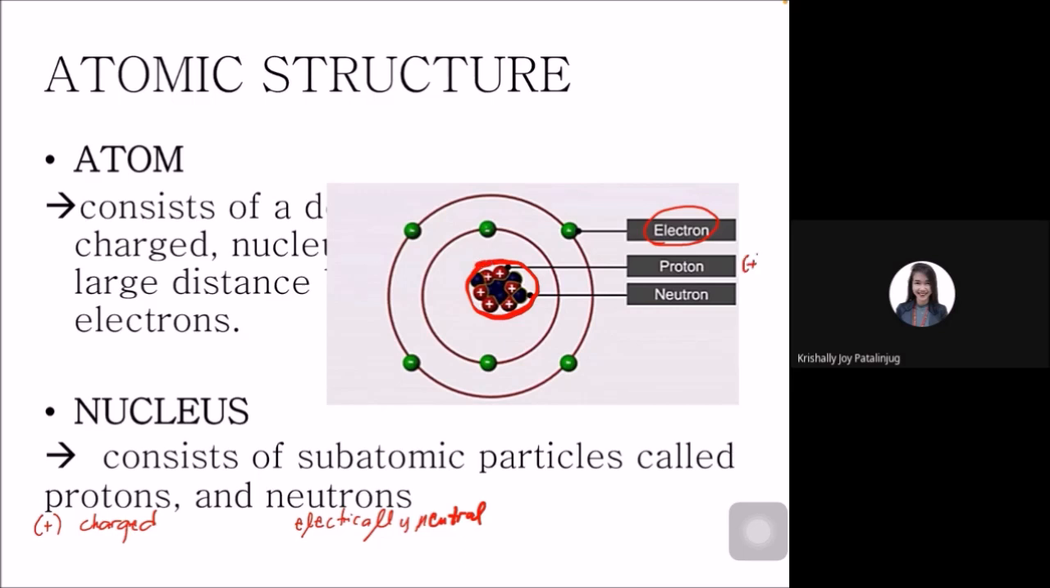So protons are found in the centermost part of an atom, inside the nucleus. Now, let us also recall, how do we identify the number of protons and also the number of electrons in any atom? Recall that in a neutral atom, meaning to say, an atom has no charges, no positive sign, no negative sign.